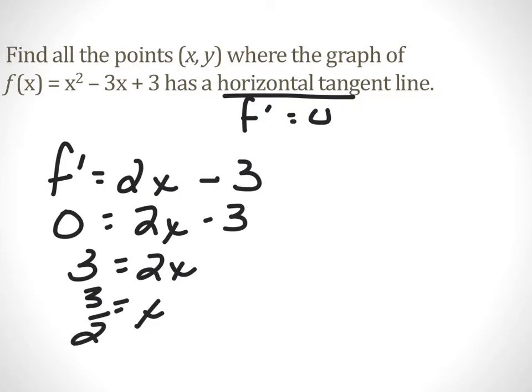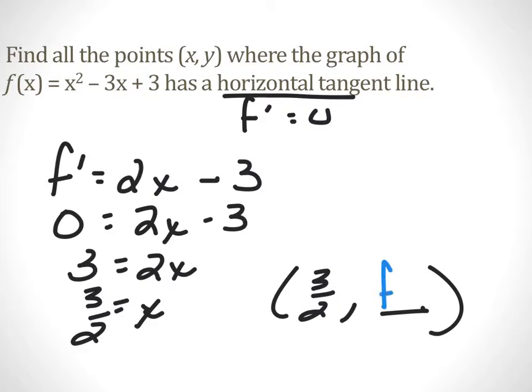And so at the point 3 over 2, slash, put in the y value, you are going to be able to name that as the point at which there's a horizontal tangent line. Now you have to go in and find that value. You're going to substitute 3 over 2 back into the original problem here and get a y value there.